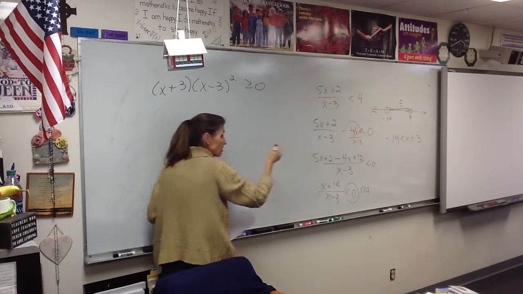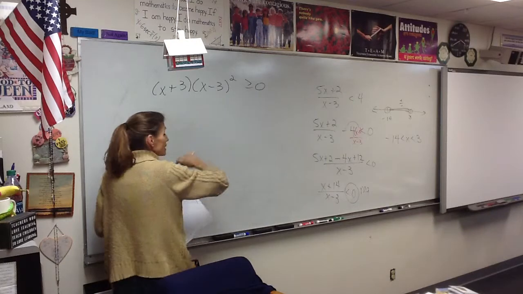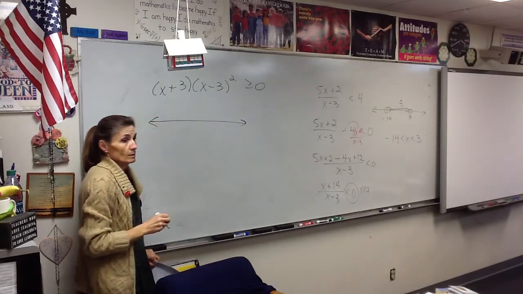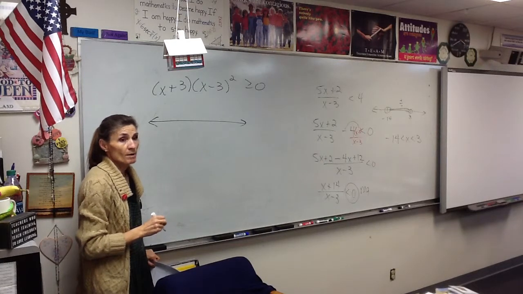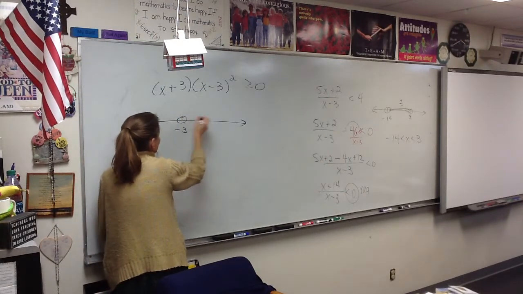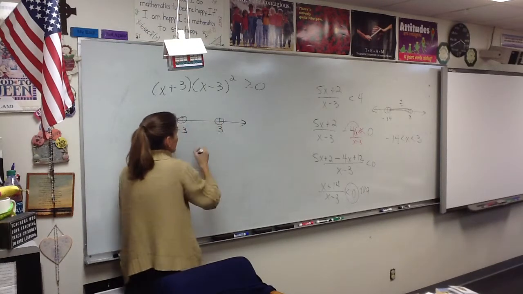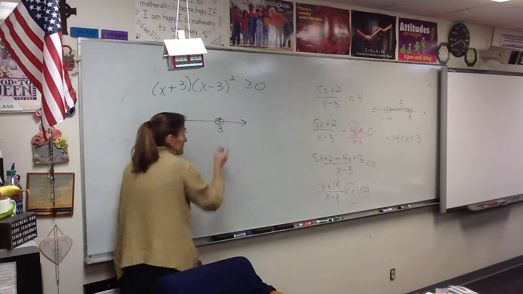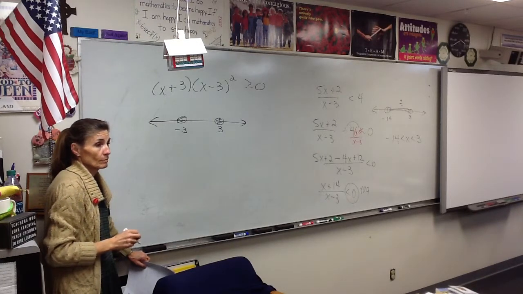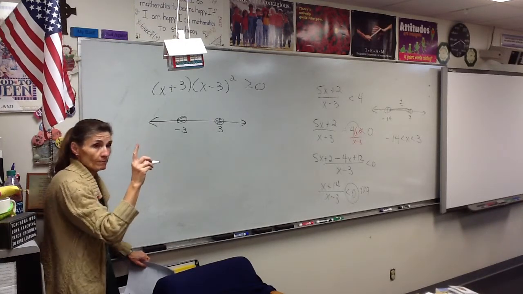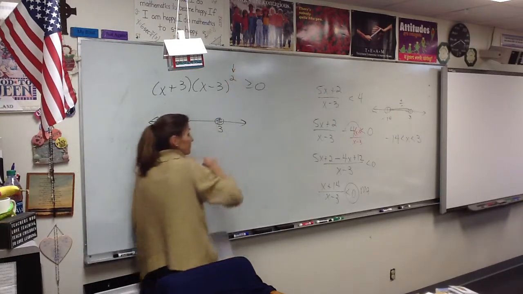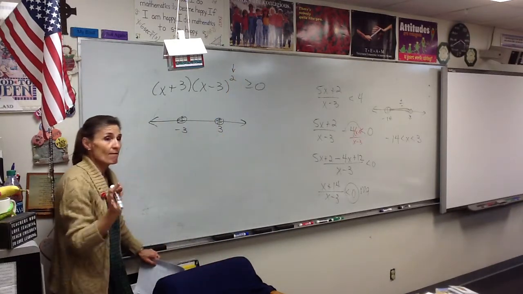All right, this is an inequality, so I need a 0. Got it. Need a number line. Where will the dots go on the number line? -3 and 3. They will be filled in dots. Everybody good so far? Now, see this? That messes everything up.